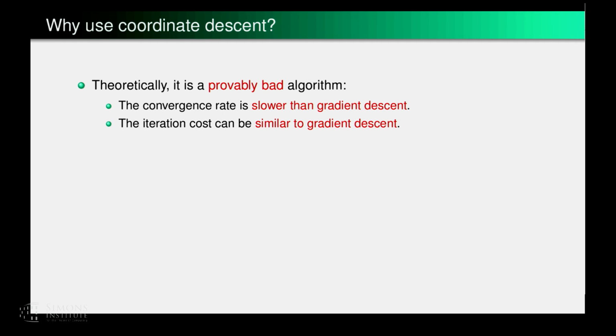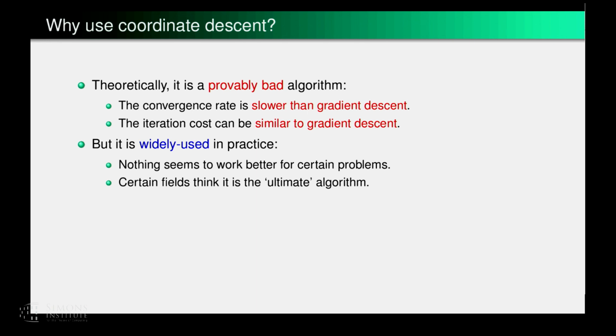So whenever you talk about coordinate descent, you always have to include this slide, even though many people do not. So coordinate descent is actually a provably bad algorithm in general. It's actually slower than gradient descent in terms of the convergence rate, and the iteration cost in the worst case is actually basically the same as gradient descent. So if you have, okay, so we'll come back to that.